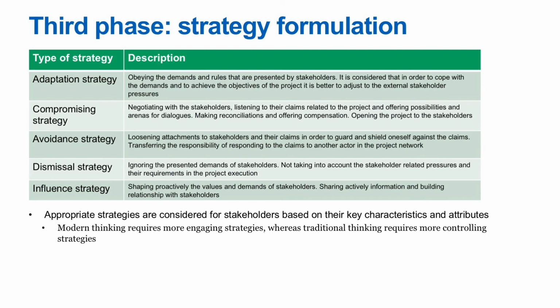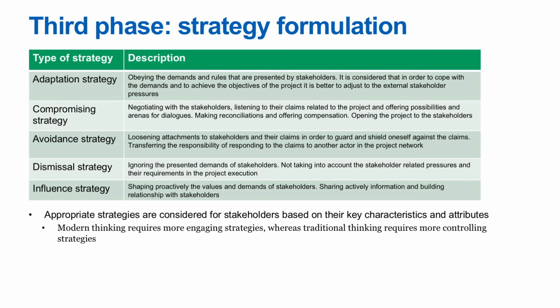In third phase, after identifying and classifying stakeholders, appropriate actions or strategies are considered for each stakeholder individually. For instance, discuss and form collaborative actions with Y and ignore X for now. Here the role of the modern or traditional thinking comes into play.